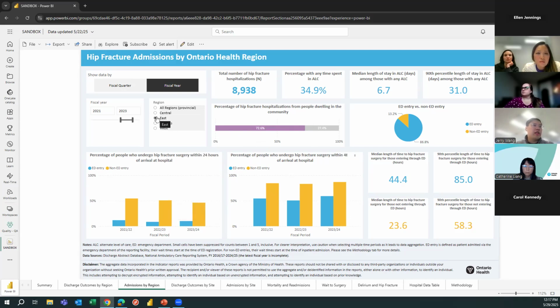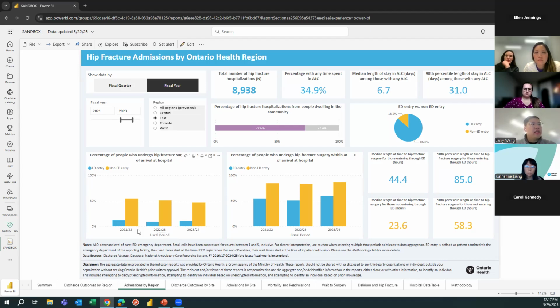So if we're focusing in on the East region, we can see that there are non-ED entries and ED entries. So the non-ED entries, just to give a brief explanation of this, is it's really a relic or a limitation of admin health data. Some hip fracture hospitalizations do not have an associated ED entry. And so there will be two separate cohorts essentially.